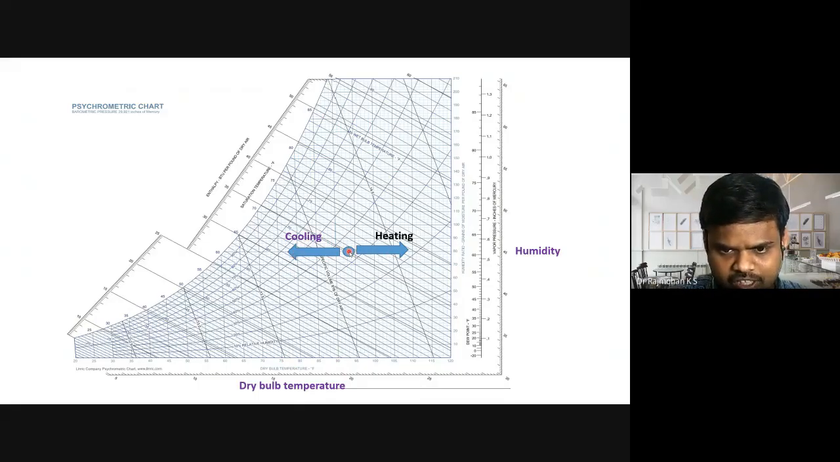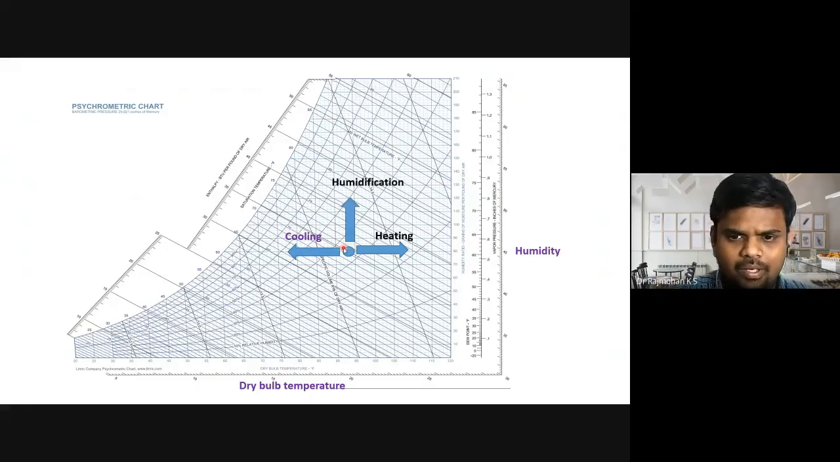That way we can get the parameter data. If I know the initial conditions and the final condition, I can get the data corresponding to it, like enthalpy, specific volume, dew point temperature, absolute humidity. All these parameters can be determined by marking the initial and final conditions. We can get the required parameters. Same way, if there is no change in temperature, however we are increasing the moisture content, as I said, this y-axis is your absolute humidity.